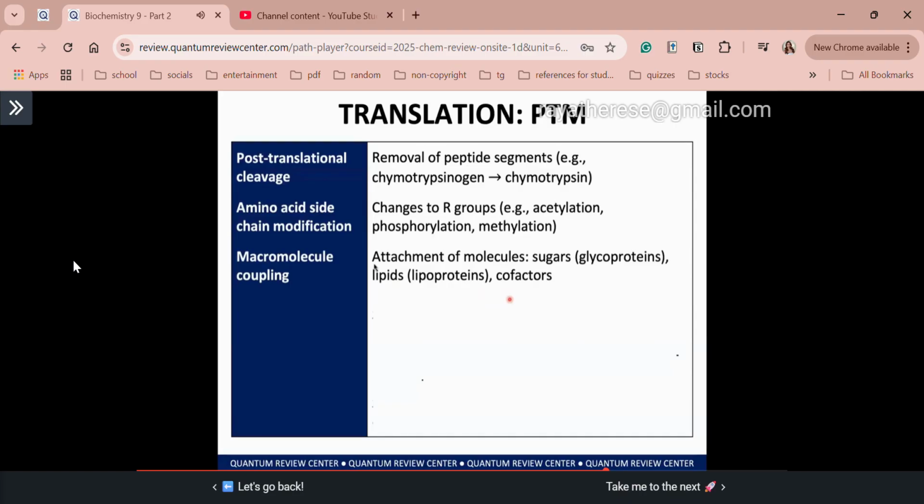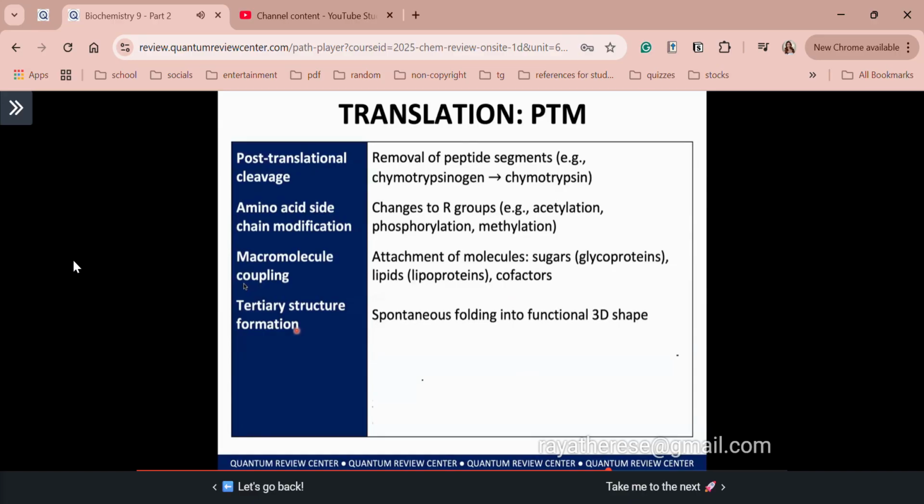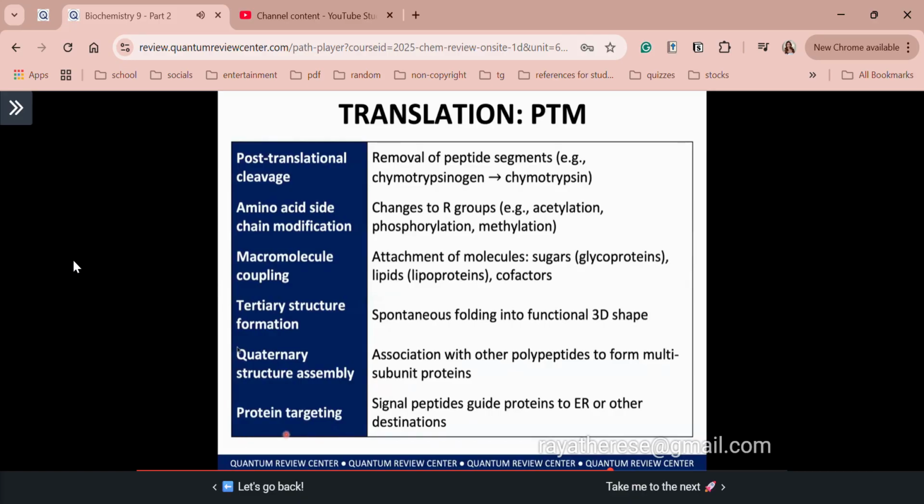Of course, very familiar with our fourth PTM, tertiary structure formation. That's the spontaneous process for our protein to be functionally active. Remember, the quaternary structure is not necessary for your protein to be functionally active. And of course, if we have tertiary structure formation, we have the assembly of our quaternary structure. These were discussed in our discussion on proteins. And lastly, protein targeting is a strategy that uses the signal peptides to guide your proteins to the ER or other destinations. It is not exclusive to SRP with our endoplasmic reticulum. The protein targeting is the mechanism I have presented on the previous slides.